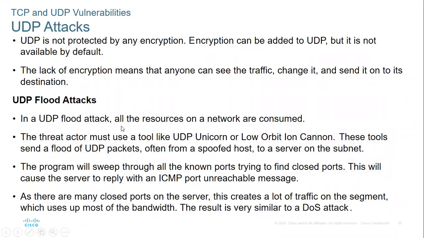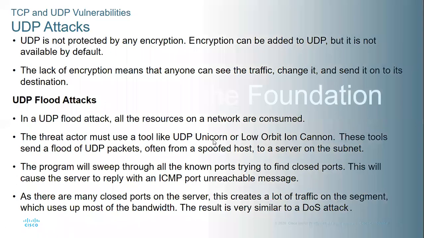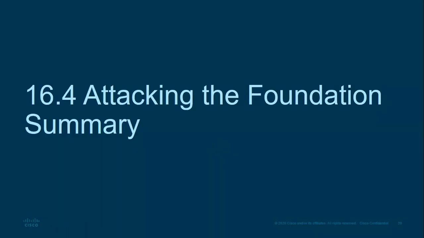So what are some of the attacks related to UDP? We have UDP flood attacks, DDoS attacks. These, of course, are going to consume your network resources. The threat actors use a tool called UDP Unicorn or Low Orbit Ion Cannon to perform the UDP flood attack. So you can see that is what we call attacking the foundation, or attacking what we use.